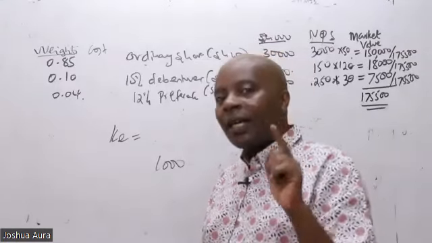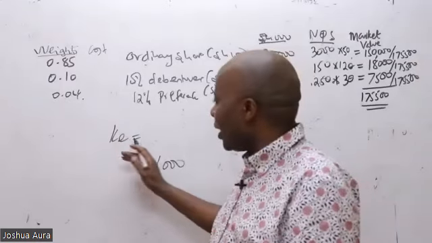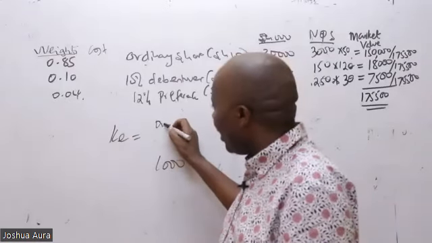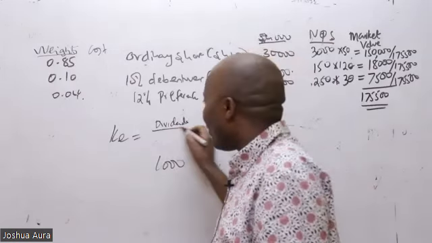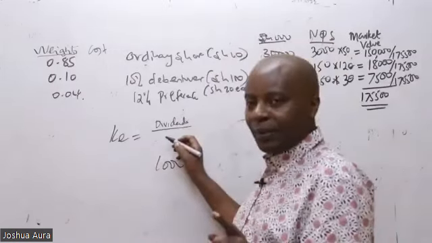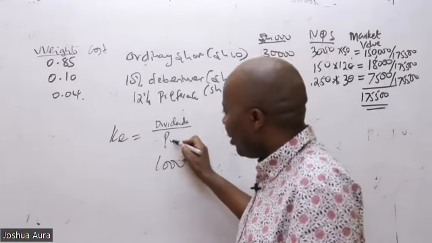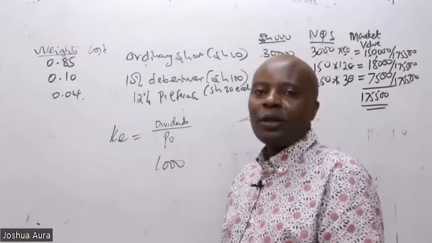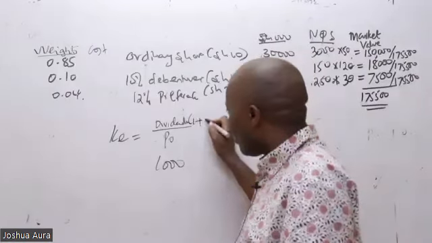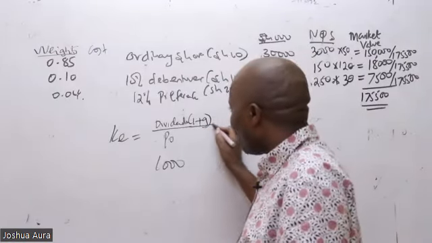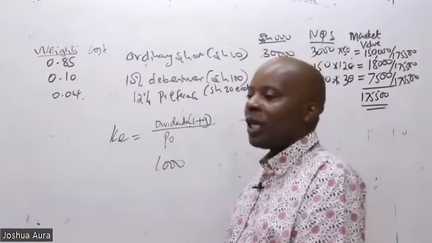So when we are getting a rate of return, which is the cost of equity, then we shall look at the dividends that we pay them, all over the money that they gave us. They gave us which cash? P0, right? But now remember that these dividends will have to grow, isn't it?